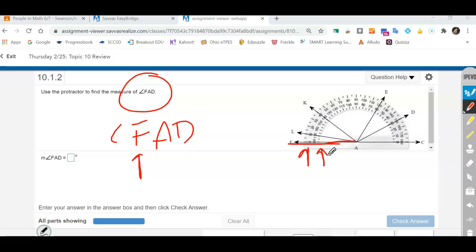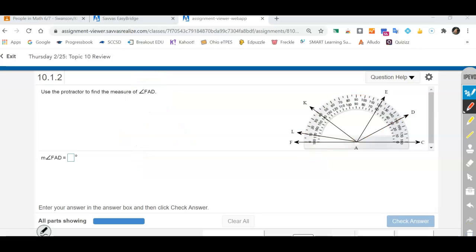When you're starting counting on a number line, what do you start with? 0, right? So it's the same thing on a protractor. That means we're going to read the outside where it starts at 0. So FAD, the outside number, is 150.